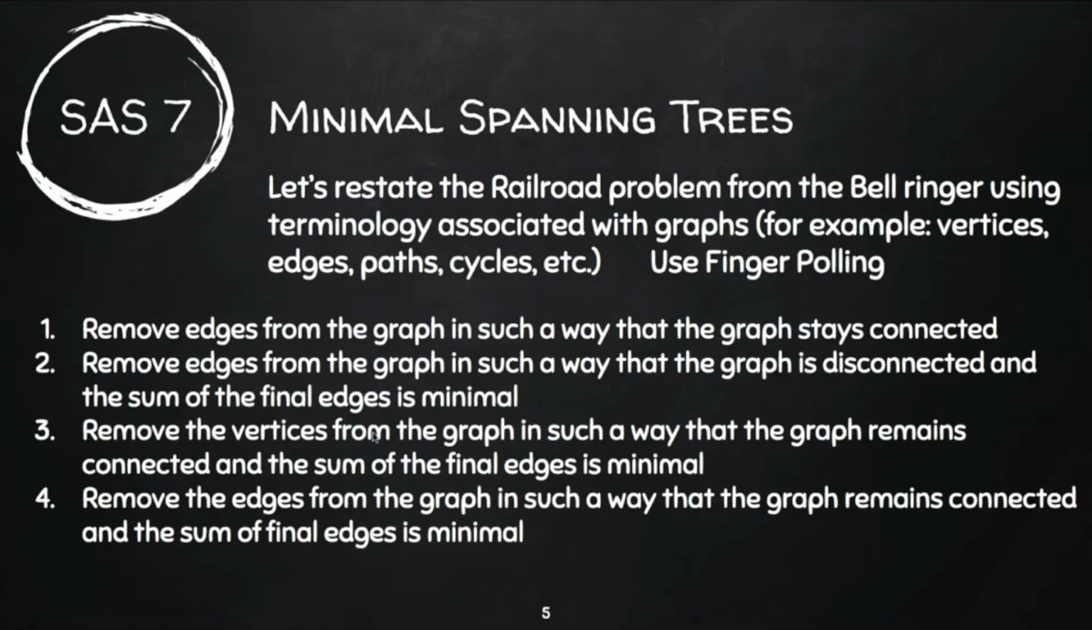3, remove the vertices in the graph in such a way that the graph remains connected and the sum of the final edges is minimal. Now that one works. Let's check and see if 4 is even better. Remove the edges from the graph in such a way that the graph remains connected and the sum of the final edges is minimal. I think those are exactly the same. We'll continue on. I'll have to fix that. One of them should say disconnected, but it doesn't. Okay, it says number 4 is right. I guess number 3 is the one I've got to fix.